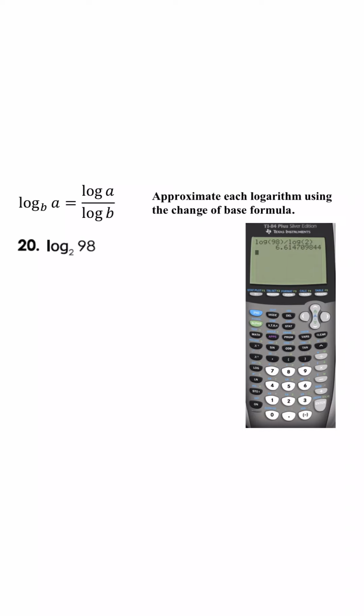Same thing with this one. If we have log base 2 of 98, we want to be able to write this out in the calculator. So we would say log 98 over log 2, and when we put it into the calculator, it's 6.615.